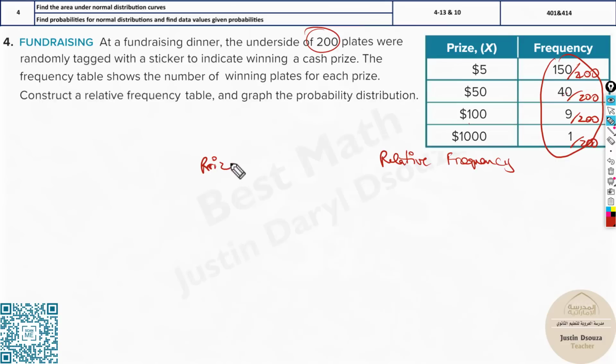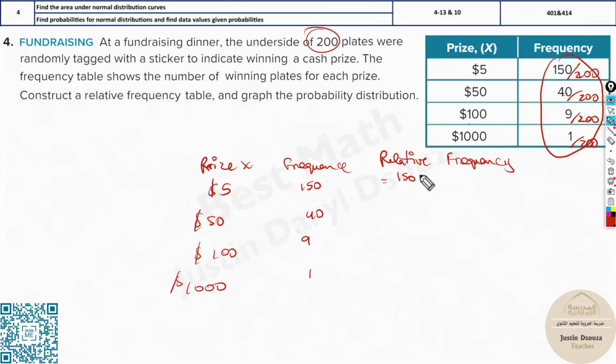So it's price, that is X, and frequency. Write it out: 5, 50, 100, 1000, that is $1,000. Frequencies are given as 150, 40, 9, 1. You do not need to show this in writing, but you can if you want. The relative frequencies are 150 by 200, 40 by 200, 9 by 200, and lastly 1 by 200. Whatever answer you get on the calculator, just put it over here. Write it in decimal, it's fine.